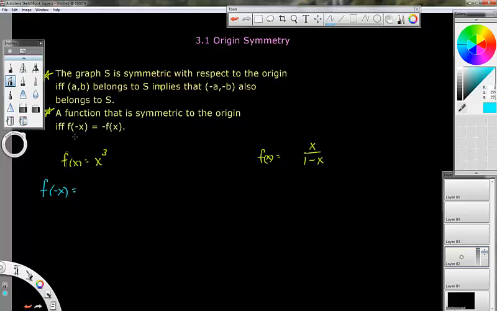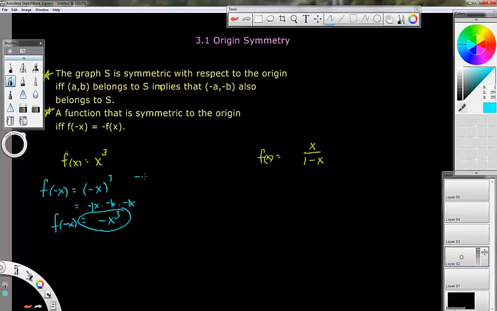So I'm going to do f of negative x, and plug in negative x for this x. You see that I substituted. Anytime you substitute something, you need to put it in parentheses. Now we're going to figure this out. Negative x cubed is negative x times negative x times negative x, which equals negative x cubed, because it's like -1 times itself 3 times, which is -1. I'll put a little circle around that. That is f of negative x.